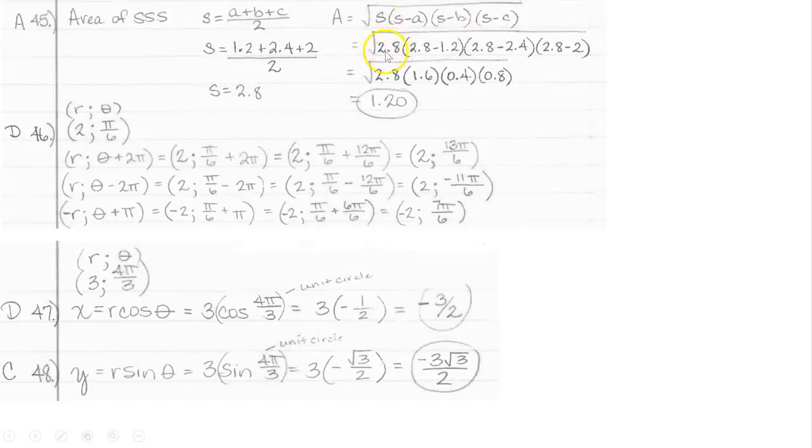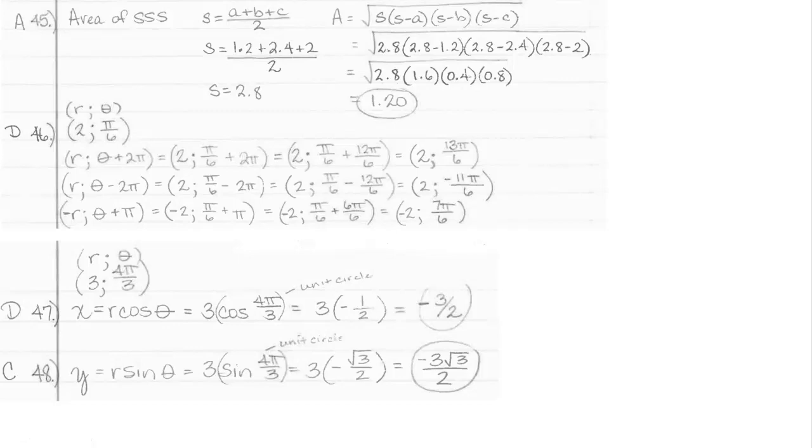So you can see we're putting the 2.8 in for each of the S's. Here's side A, 1.2. 2.8 in for S, 2.4 in for side B, 2.8 in for S, and then 2 in for side C. And again, you can get your calculator to do this whole computation for you, or you can work it out step by step by hand, either way, but that will give you your area of 1.2.